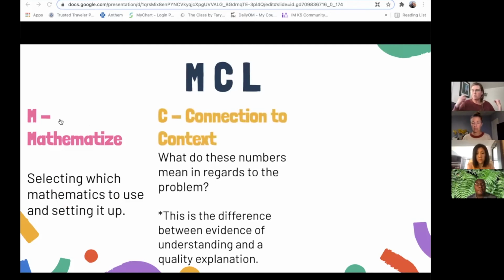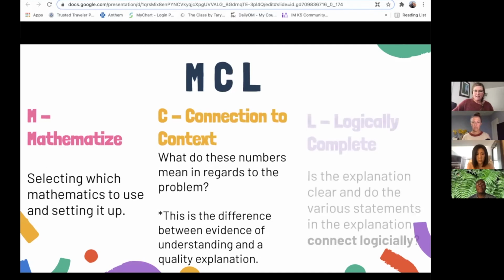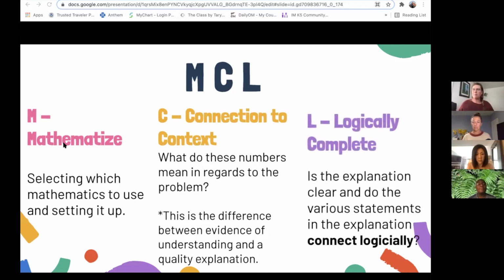We don't just want a bunch of numbers, because that's great, you did the math, but if we're looking at an explanation, did you connect it back to the problem? What do those numbers mean? Dividing by 2 and dividing by 3, that's the right math to do. Why did you do that? This is the big difference between evidence of understanding and writing an explanation, because I know that Bianca divided by 2 and 3 for a reason. I know she understands something, but she hasn't explained it. So it's really hard as teachers not to give them the benefit of the doubt and say, I know what she meant by divided by 2 and by 3, but that doesn't push that student to explain it better. And the third piece, the L, is basically: do they make a logically complete sentence?